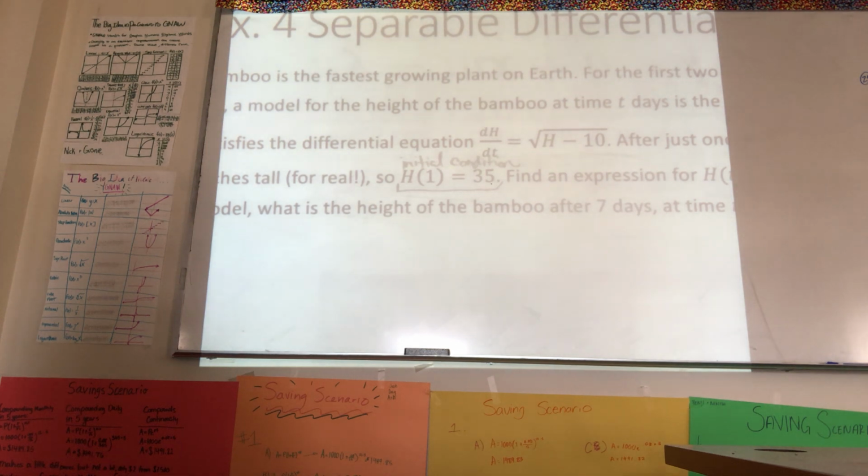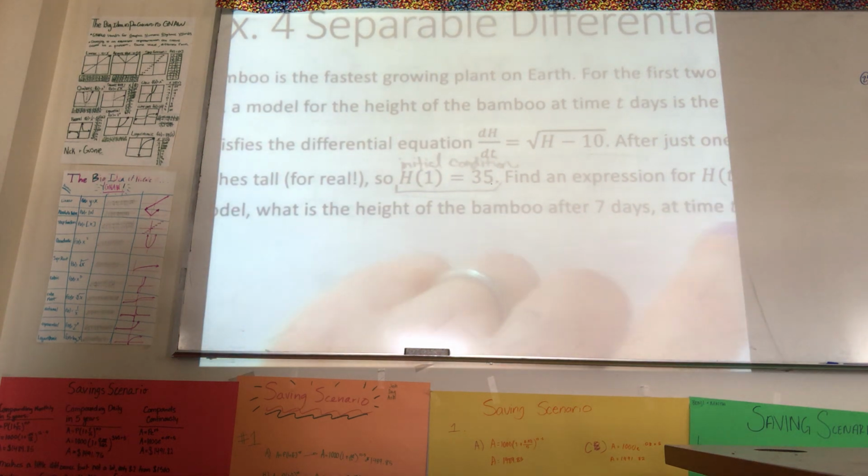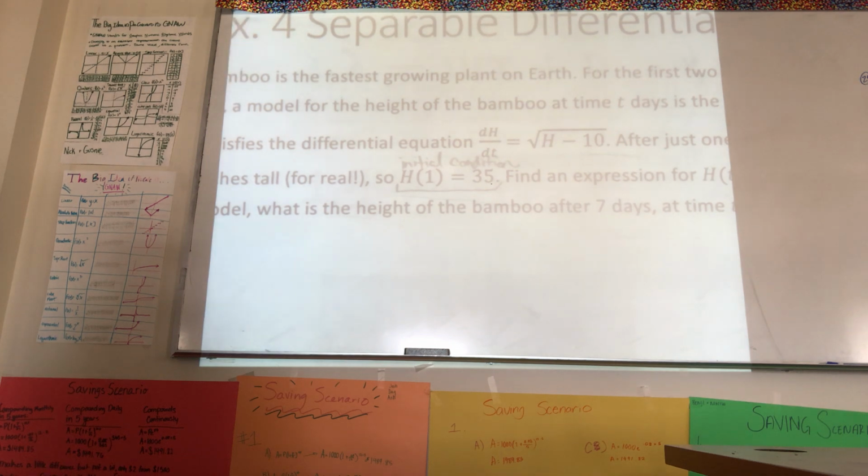So how do I know I'm doing these steps? Because I'm given a derivative and I'm asked for the regular thing. That's how I know it's this 5-step process. A differential equation, and then I have this other question based on this model. What is the height of the bamboo after 7 days, at time t equals 7?